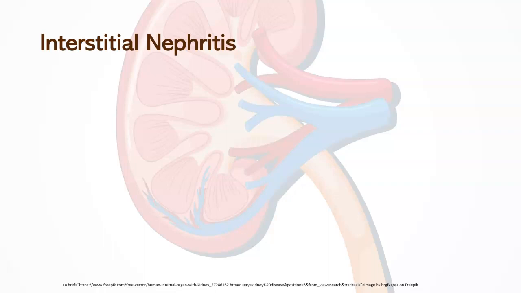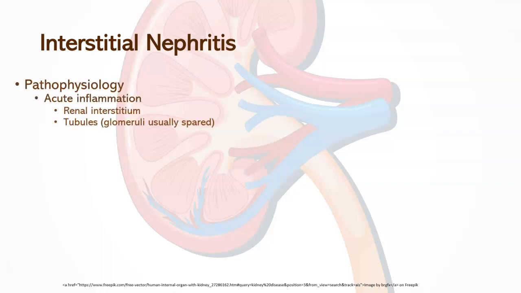Again, you can pause the video and see if you can remember anything about the pathophysiology, clinical features, investigation or treatment of this condition. So interstitial nephritis is an acute inflammatory condition involving the renal interstitium and the tubules, though the glomeruli are usually spared.